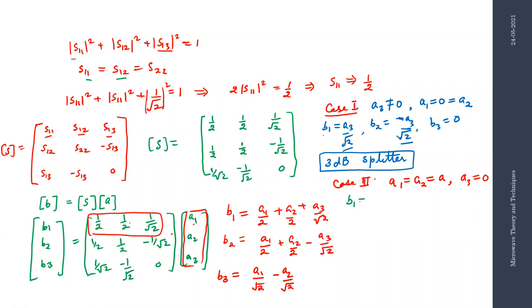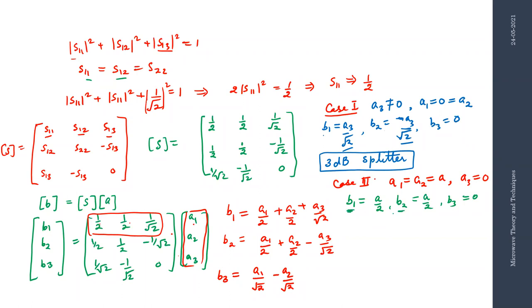If you solve, again you apply the values A1, A2 as A, so it will become A by 2. A3 is 0, so the third term will be 0. What is B2? Again it is A by 2. What is B3? A1 is A, A2 is A, so they are equal and opposite. So it is 0.